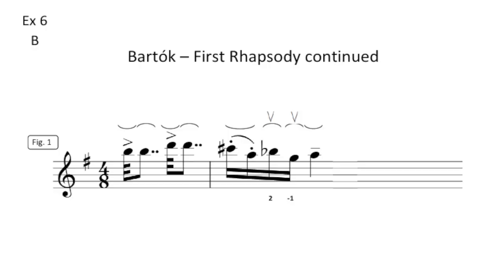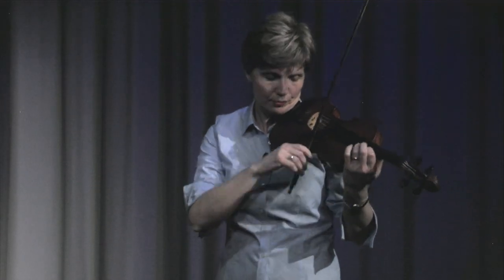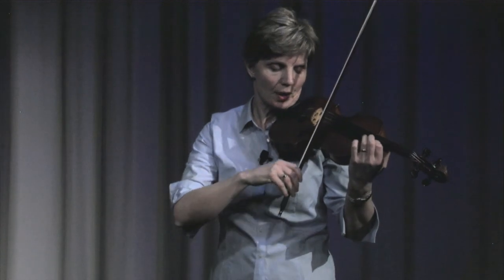Figure one in the Bartok shows how the shaping really spins the sound out. Both these are under to over, which helps express the accent and the singing tone of the second note. Under to over. Under to over.